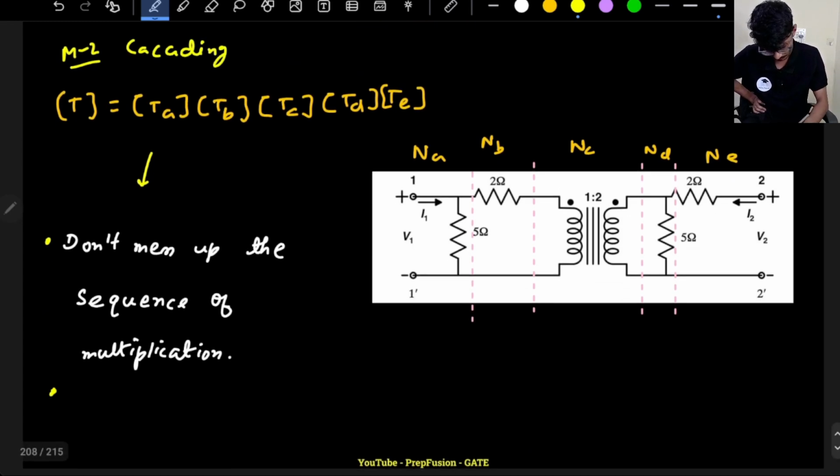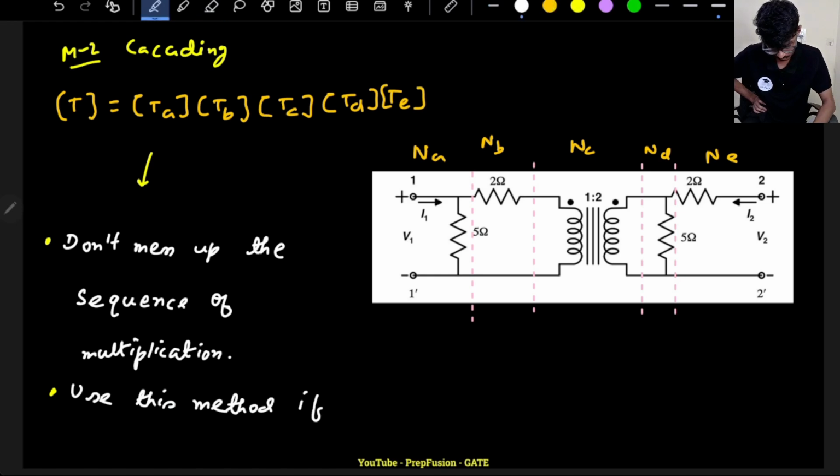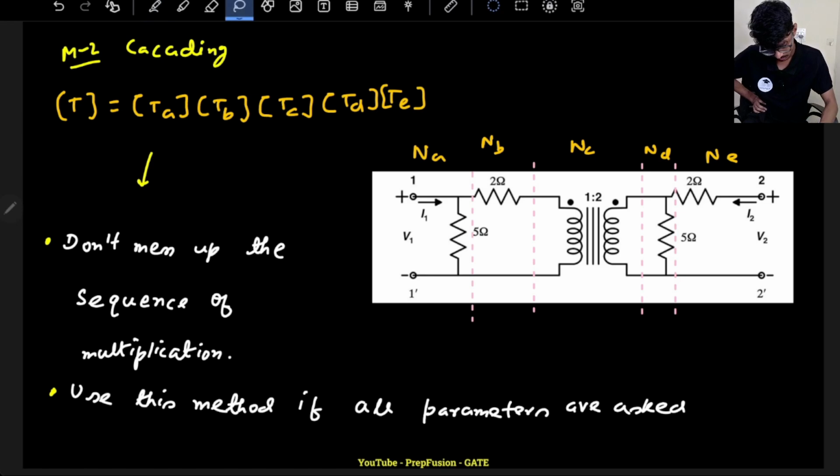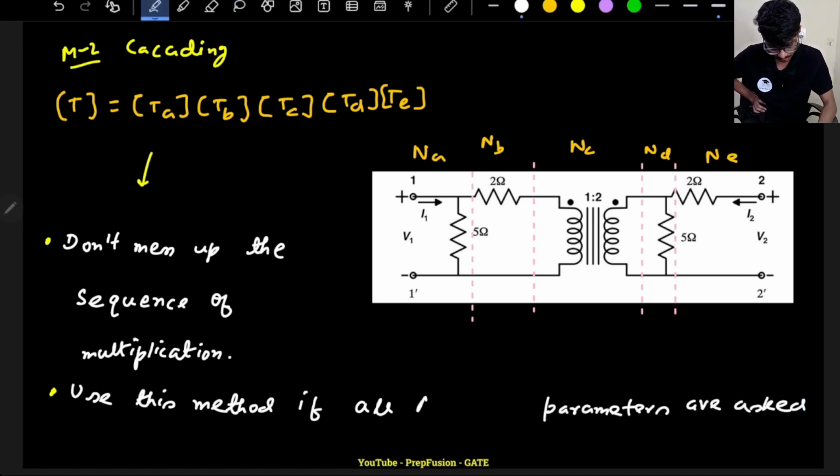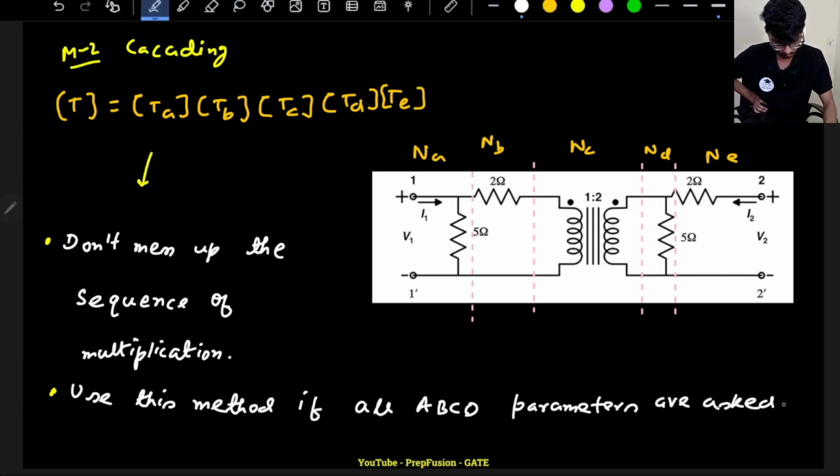Use this method if all the ABCD parameters are asked. If everything, all ABCD, is asked, then you use this method. Else it is not a good approach, because this is very lengthy. Okay, so that was about the transformer.